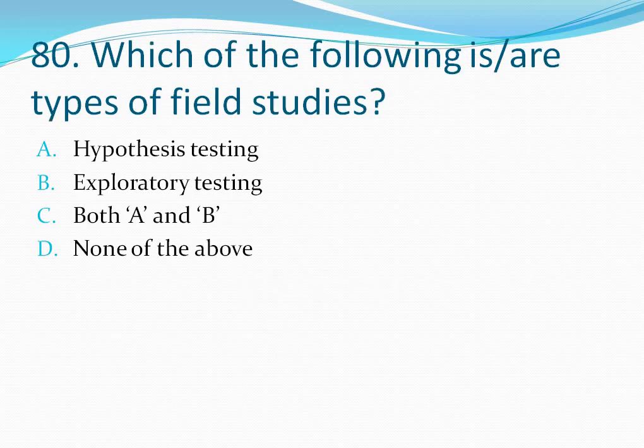Question number 80, which is the last question of today. Which of the following are types of field studies? Options are option A hypothesis testing, option B exploratory testing, option C both A and B, option D none of the above. And the correct answer is hypothesis testing and exploratory testing. So the correct answer is option C.